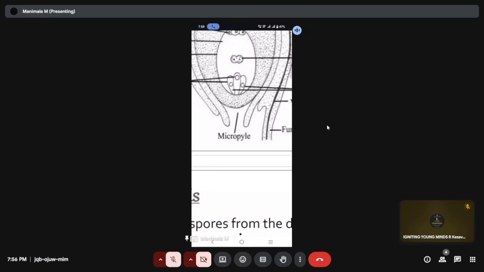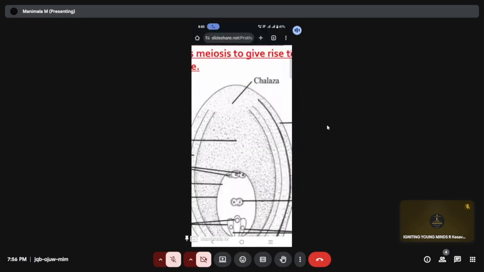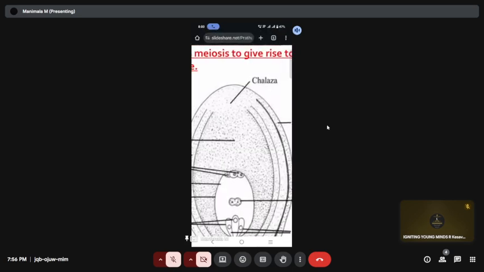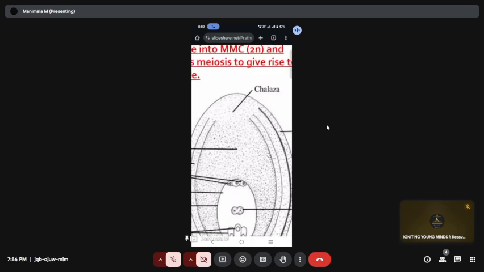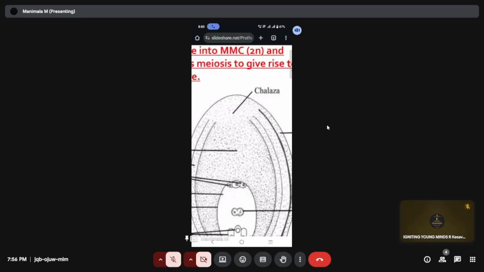Through this micropyle only, the pollen tube will release the male gametes to the egg. The male gametes are released through this micropyle inside the ovule. And in the posterior end, which is called chalaza, the chalaza is formed due to the fusion of nucellus, integument, and funiculus. The three fuse together, which is called chalaza.